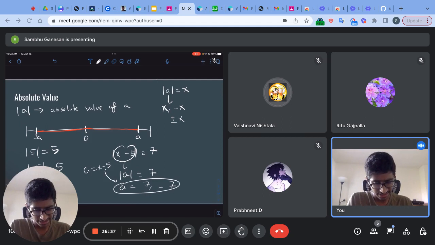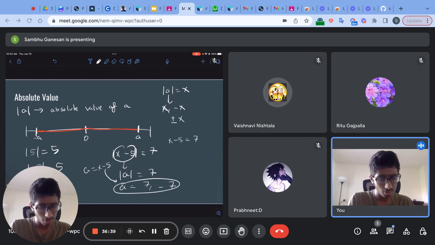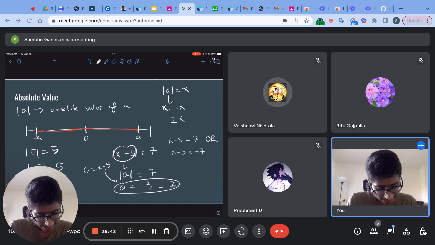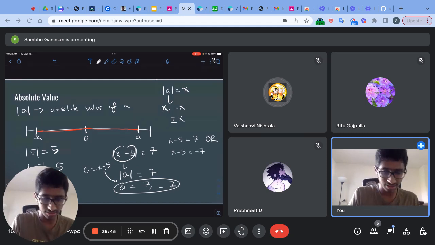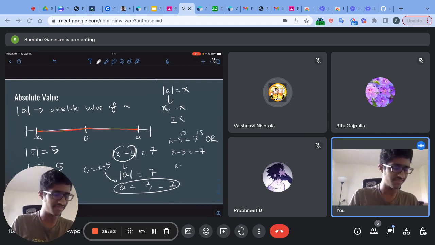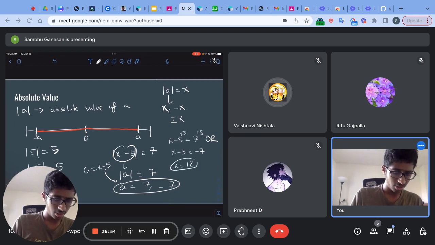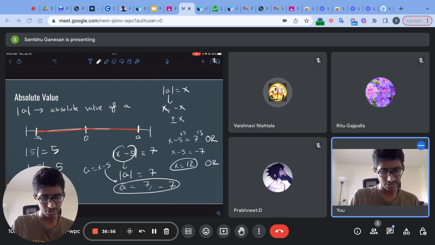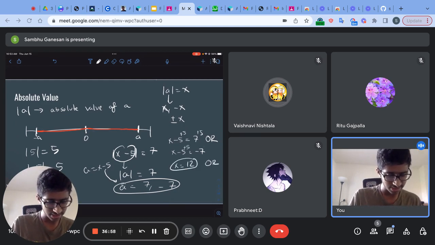So you get x minus 5 equal to 7, or x minus 5 equals negative 7. And now you can solve both of these equations for x. The first one is simple to solve because you just need to add 5 on both sides, right? So you get x equal to 7 plus 5, which is 12. For the second equation, you can add 5 to both sides, and you get x equal to negative 2.